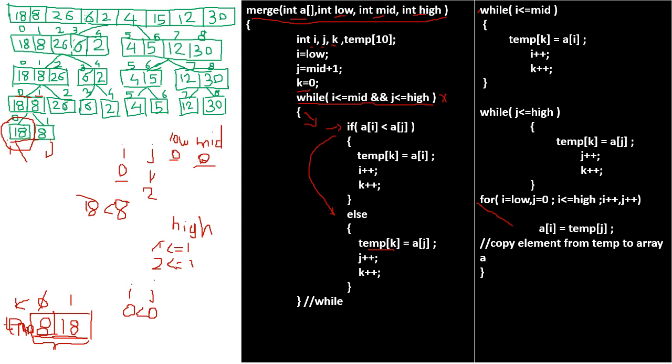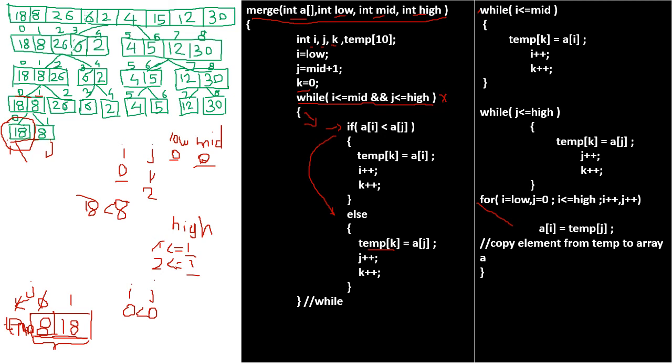High value is what here? High value is 1. Is 0 less than or equal to 1? Yes, 0 is less than 1. This condition is true. Then a of I is equal to temp of j. This j means here now, instead of k, j indicates the 0th index.